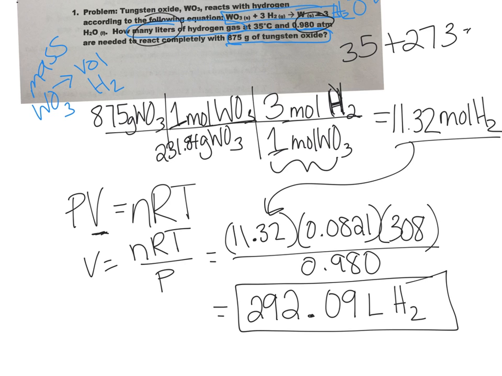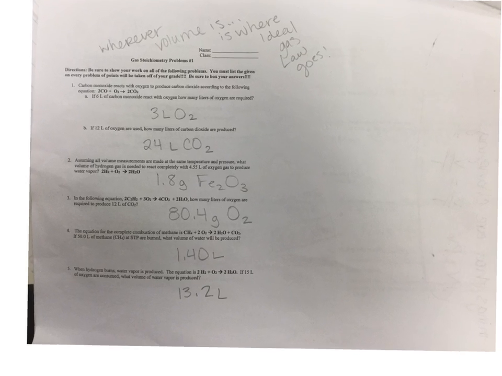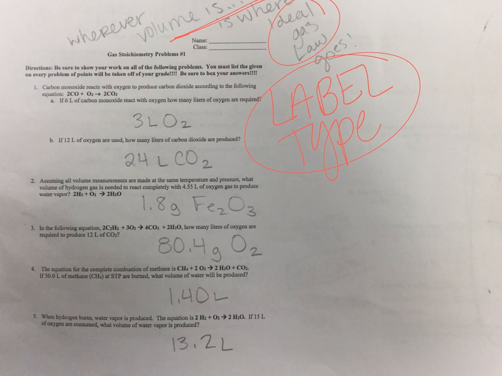Once you've gotten 292.09, go ahead and flip the packet over. Now you're going to work on these gas stoichiometry problems. You have a lot of space off to the side so that you can work through these problems. Here are the answers; feel free to write them off to the side, but don't forget to label your questions and label the type, because wherever volume is, that's where the ideal gas law is going to go. You're going to practice this till the end of class.